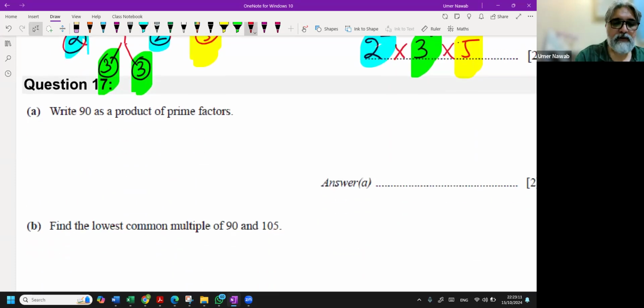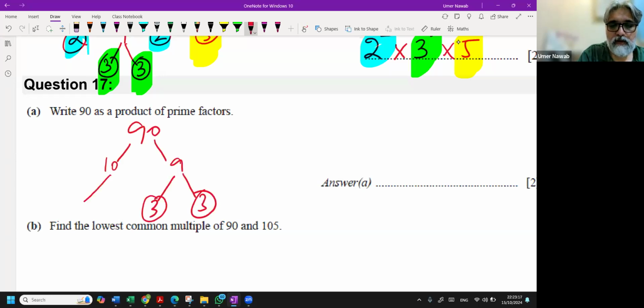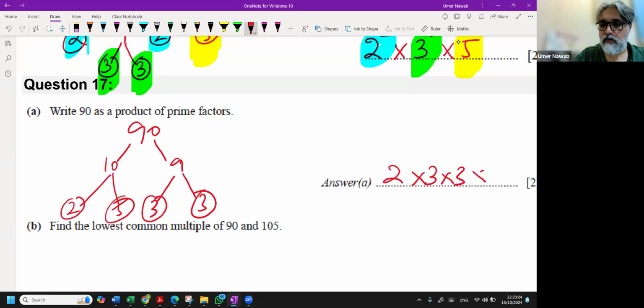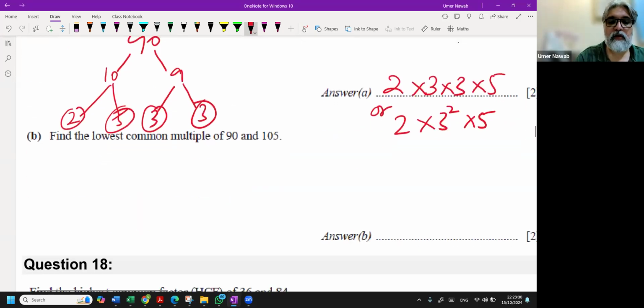90. 90 can be written as 10 and 9, 3 and 3, 2 and 5. So 2 into 3 into 3 into 5, or 2 into 3 raised to power 2 into 5. The lowest common multiple, 90, has been already prime factorized, but 105 we need to do.